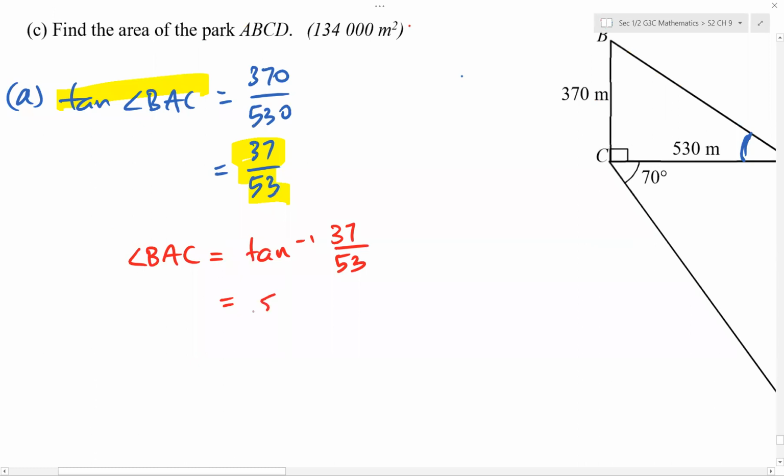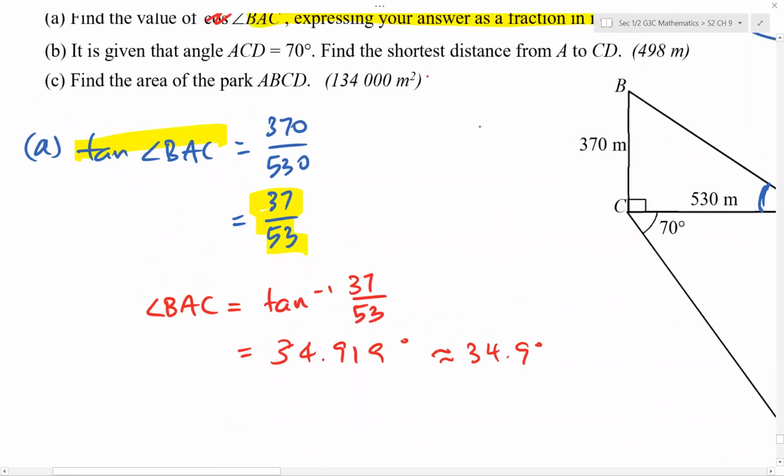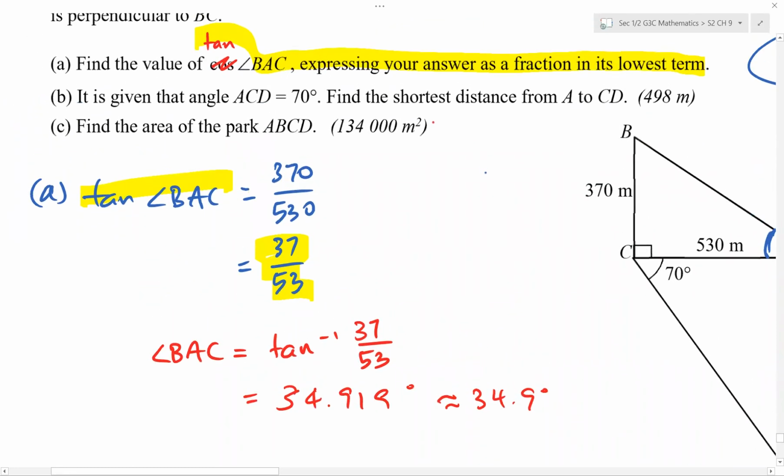which is 34.919. You remember, oh, round it off to 1 dp, 34.9 degrees. Now, is this actually answering the question? Did they ask for the angle? It didn't. They said find the value of tangent. The value of tangent is 37/53. Yes, you can actually use the information to find the angle, but that's not what they want.